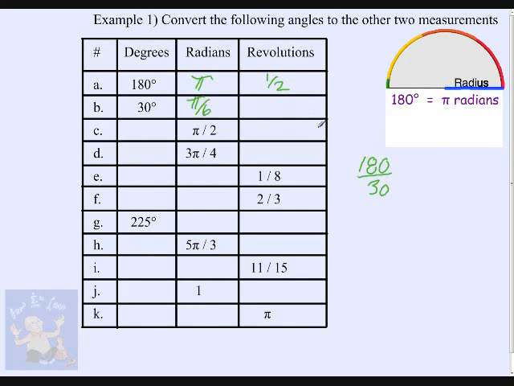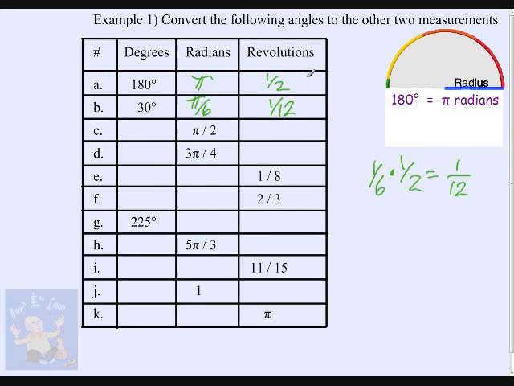And how many revolutions will that be? A half a revolution would take us 180 degrees, and we're only going to go 1/6 of that. So we've got 1/6 of, remember, of means multiply, of 1/2 of a revolution. What do we do when we're multiplying fractions? We multiply the numerators together. So that would be 1/12 of a revolution.